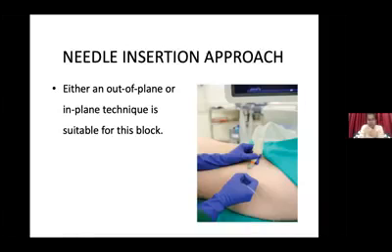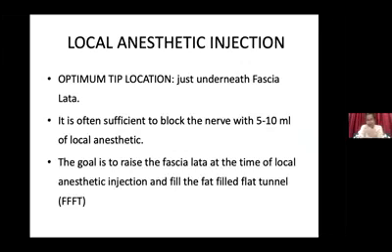So when I start with the needle insertion, either out of plane or in plane technique is suitable, but in plane technique is preferred because I am able to visualize my needle. Now, when I inject my local anesthetic, what should be the optimal tip location? It should be just underneath the fascia lata. And when I give my drug, volumes of approximately 5 to 10 ml is sufficient, because this amount is going to cover the proximal branches as well.